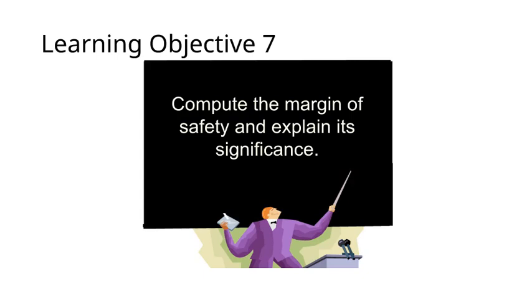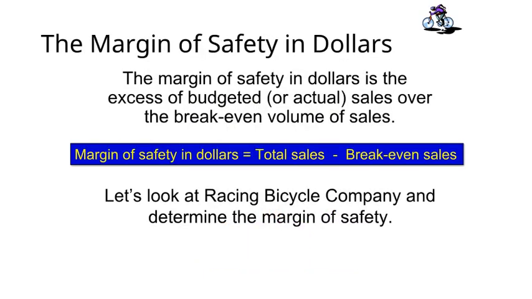Learning objective number 7 is to compute the margin of safety and explain its significance. The margin of safety helps management assess how far above or below the break-even point the company is currently operating. To calculate the margin of safety in dollars, we take total current sales and subtract break-even sales.